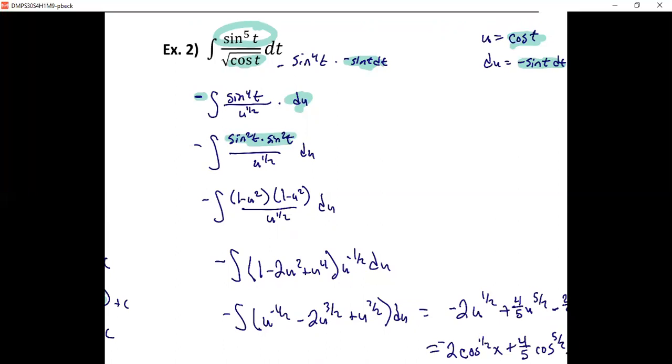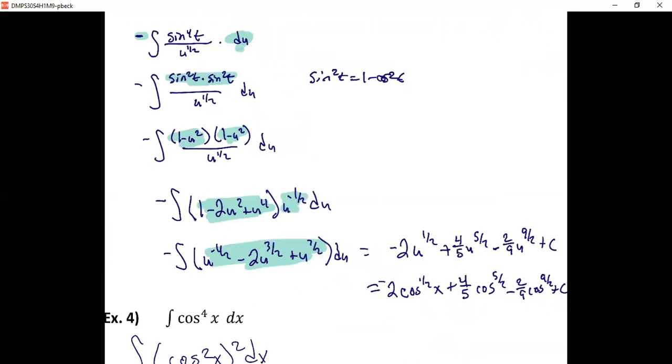Now this is a great situation where we turn the sine squared into 1 minus cosine squared. So don't forget that sine squared t is 1 minus cosine squared t. And from that, since cosine is my u, we have 1 minus u squared times 1 minus u squared, multiply it through, and then I turn that denominator into u to the negative 1/2. Distributed, and now I do everything by power rules, which is pretty easy. And then that would be our cosines when we resubstitute. So kind of a fun problem to do on one level.